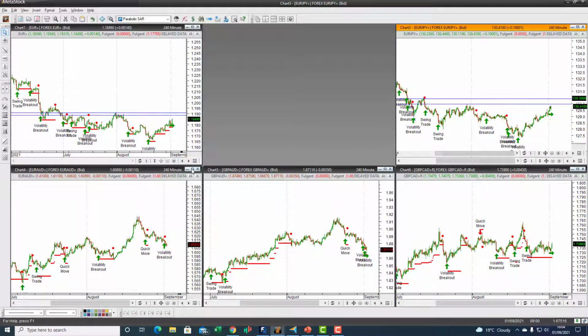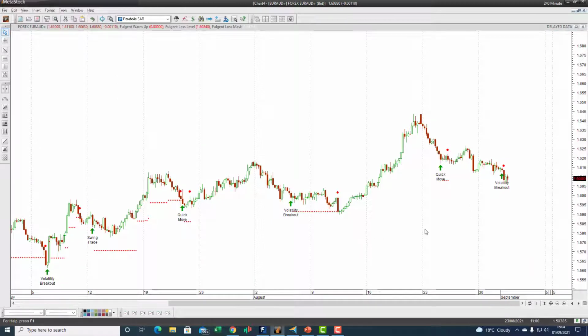Euro AUD, let's go and take a look at that one on a 4-hour basis. We've got a volatility breakout here. So there was a quick move there that worked out well. Volatility breakout here worked out well. Quick move there, and we now have a volatility breakout with a very tight stop loss there. So Euro AUD, we're long that as a fresh trade that recently came off there.